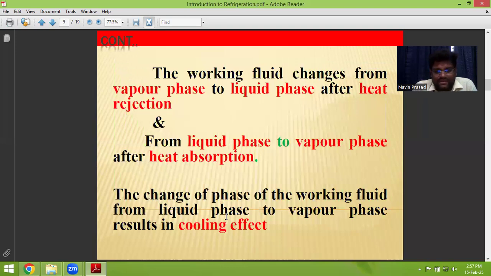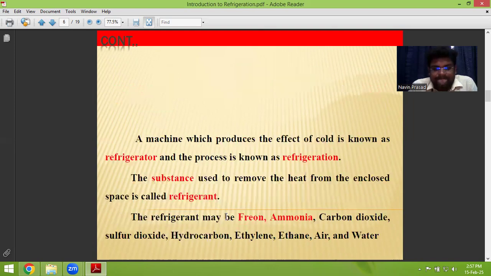So the working fluid changes from phase to phase, that is vapor phase to liquid phase after the heat rejection. Also when heat is absorbed by the refrigerant, the phase changes from liquid to vapor after heat absorption. The change of phase of the working fluid from liquid phase to vapor phase results in the cooling effect. So a machine which produces the effect of cold is known as a refrigerator, and this process is known as refrigeration.